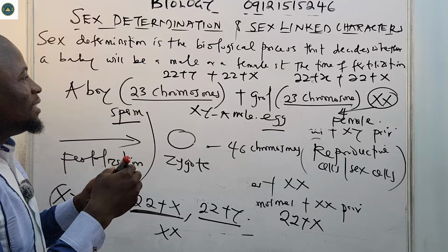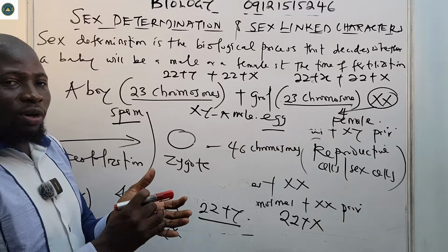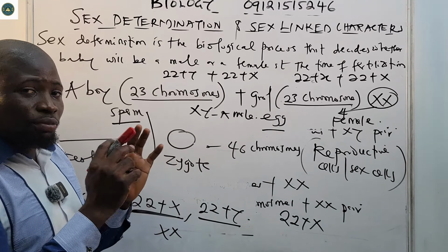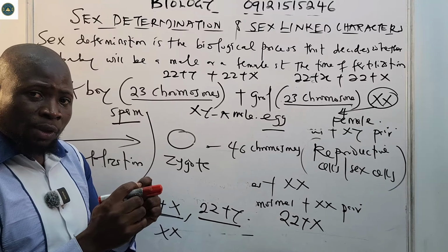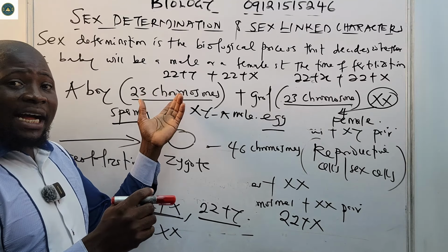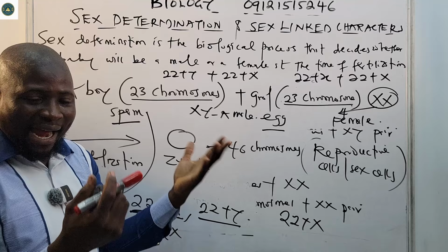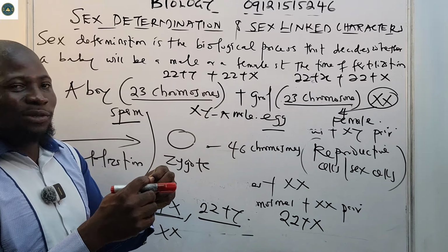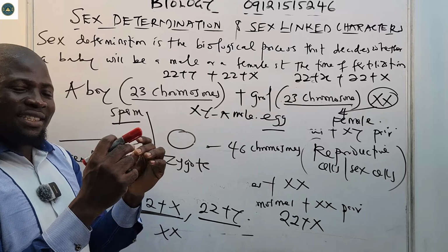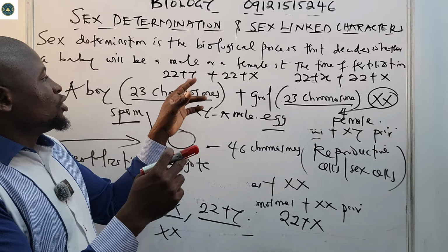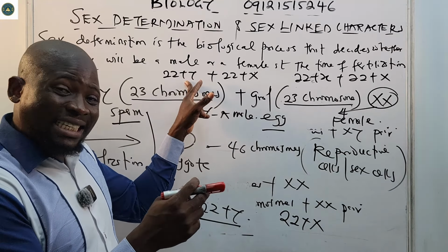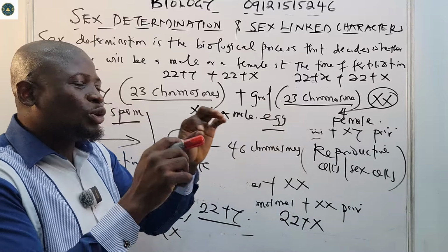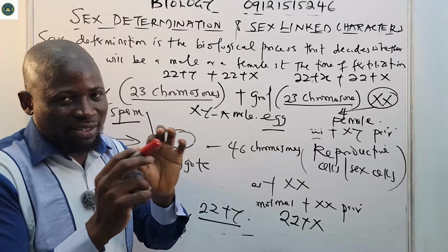So ultimately, what determines the sex, whether it will be a male or a female? The sperm can only bring either X or Y at a time. The male cannot bring X and Y together, so it's fusion that happens. Understand that they must fuse together. The sperm that fuses with the egg is what determines the sex of the child.